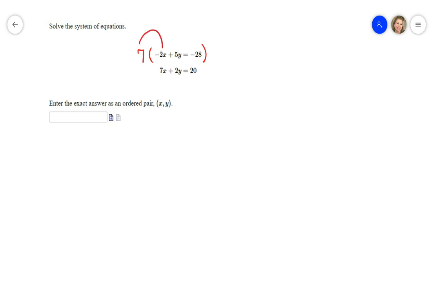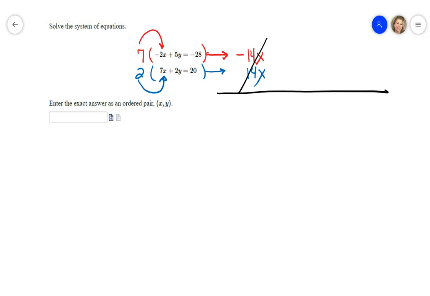That way, when I take 7 times the negative 2x, I'm going to get a negative 14x. The bottom equation, I'm going to multiply by 2. That way, when I take 2 times the 7x, I'm going to get a positive 14x. And then that will eliminate, and I won't have any x's whatsoever. 0, it's gone. But like I said before, what you do to one side, you got to do to the other. You actually have to distribute that 7 to everybody.